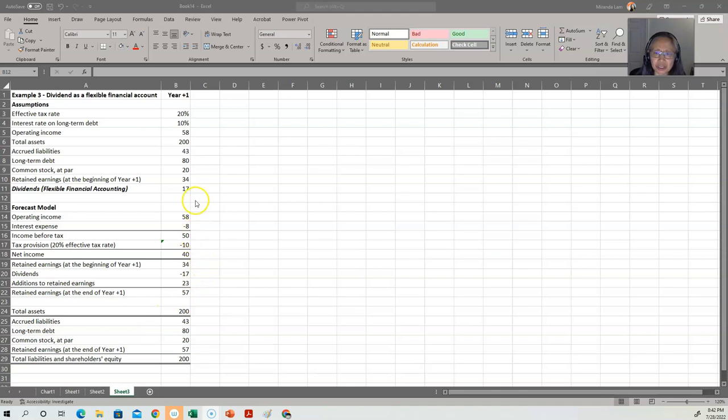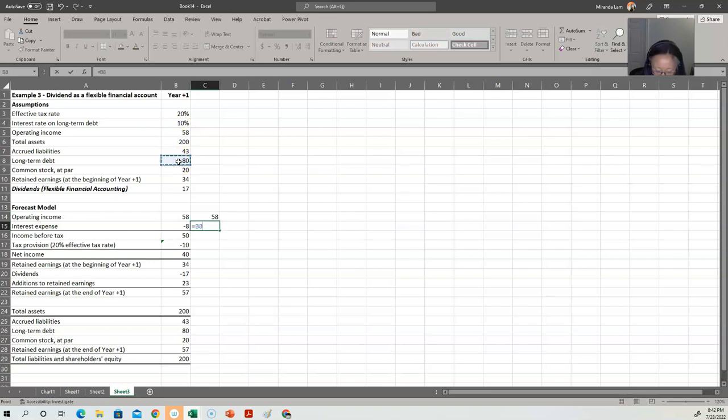Now, if the convention of negative versus positive is confusing to you, I'm going to show you how you can show it as positive as well. So operating income is $58 and interest expense is liability, long-term debt times the interest rate. And then income before tax will be operating income minus interest expense. So which convention is more intuitive to you? You can use either one as long as you're consistent in creating your formulas.